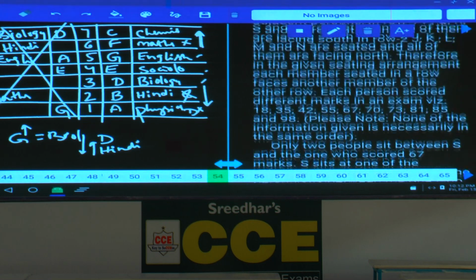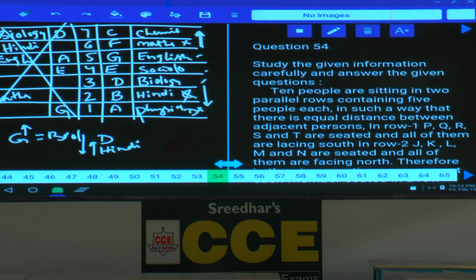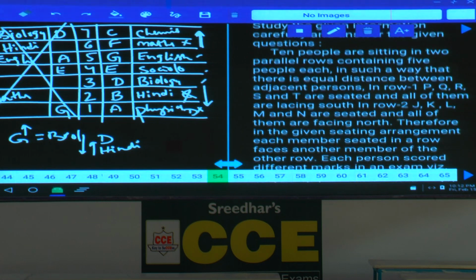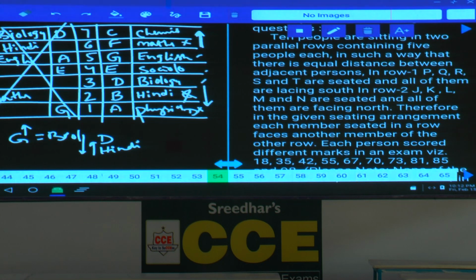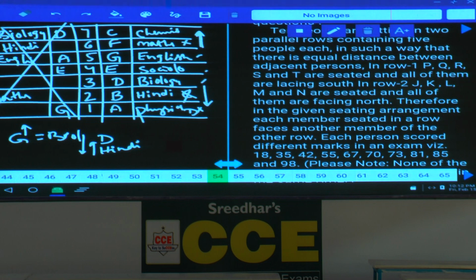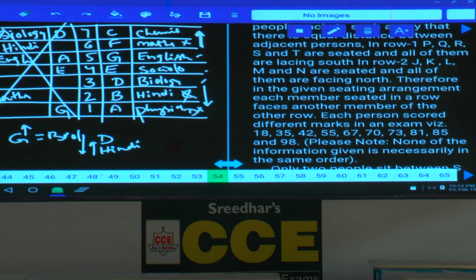Now, in question numbers 54 to 58, 10 people are seated in 2 parallel rows containing 5 people each, in such a way that there is equal distance between adjacent persons. In row 1, P, Q, R, S, and T are seated and all of them are facing towards south. In row 1, how many persons are there? 5 people. And who are those 5 people? P through T. And all these persons are facing towards south only. And in row 2, J, K, L, M, N, and they are facing towards north. Clear?